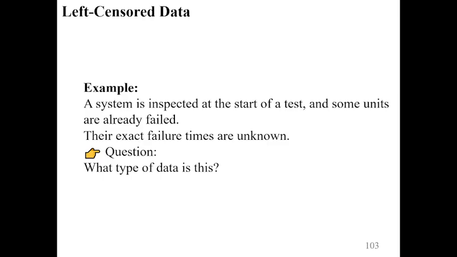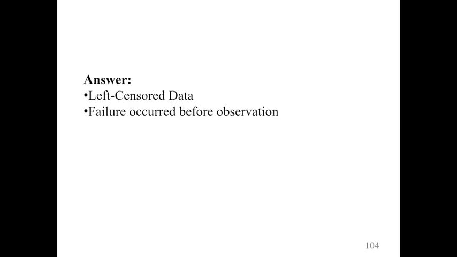This is an example related to left censored data. A system is inspected at the start of the test, and some units have already failed. Their exact failure times are unknown. The question is: what type of data is this?